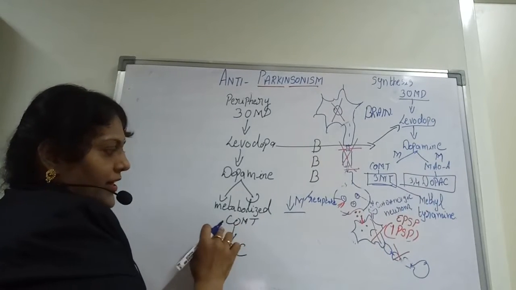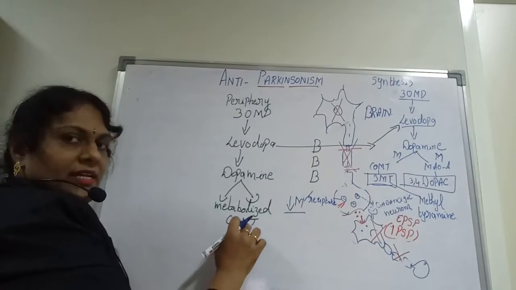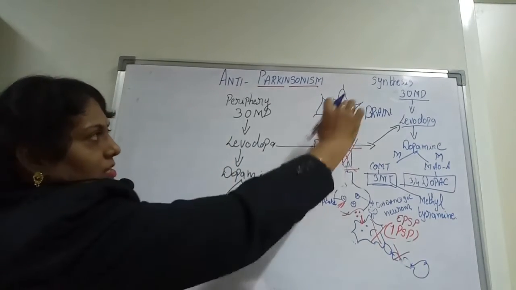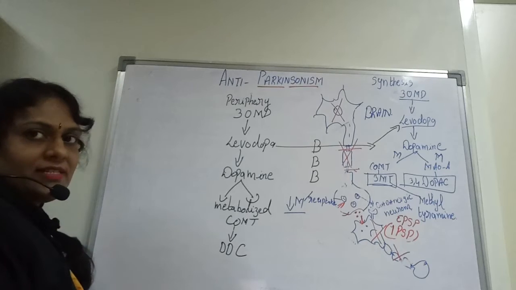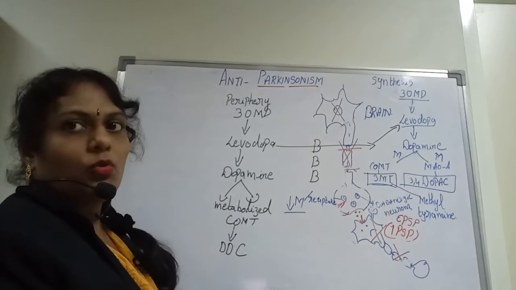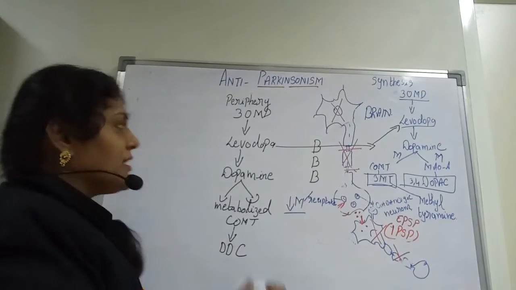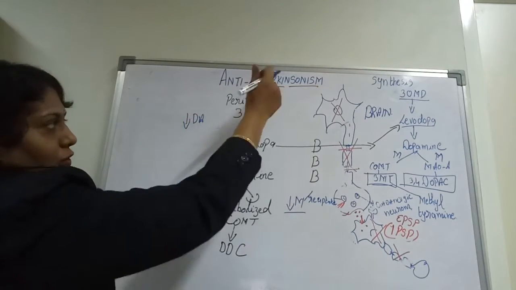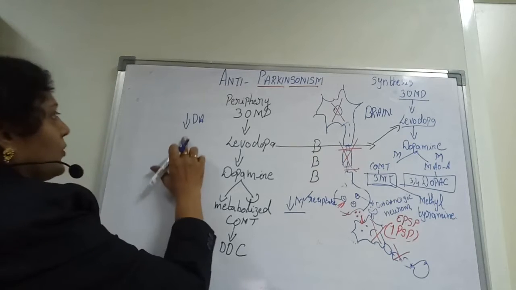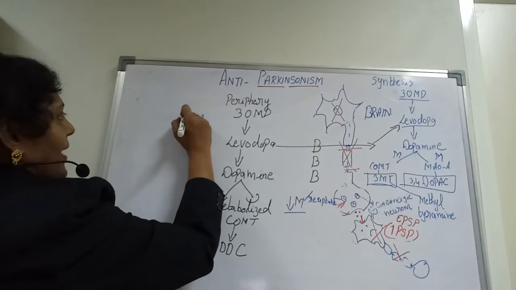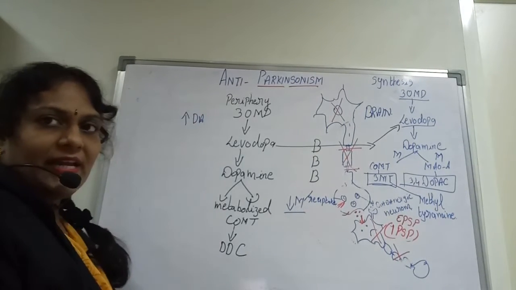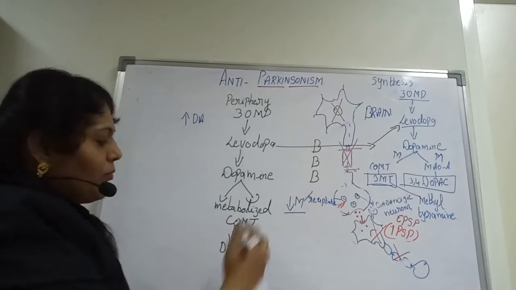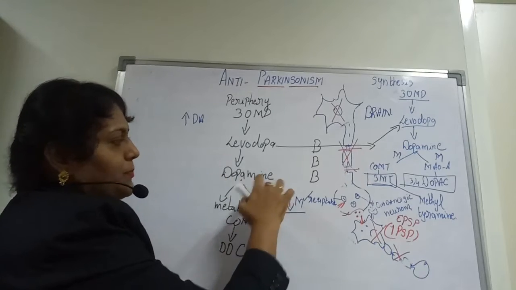This COMT, we know that catechol-O-methyltransferase, is converting dopamine into DOPAC. So this is the synthesis of dopamine. Because there is less dopamine, which causes Parkinsonism, the dopamine should be increased by drugs. So how can it be increased by drugs? The synthesis can be increased so that more and more dopamine is prepared.